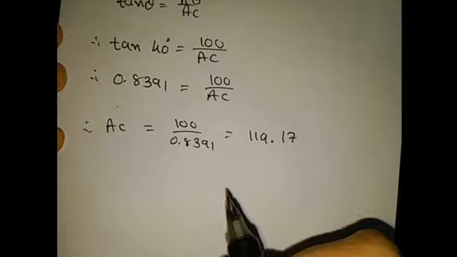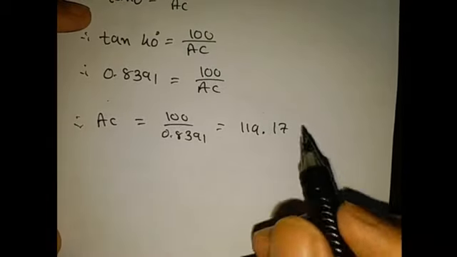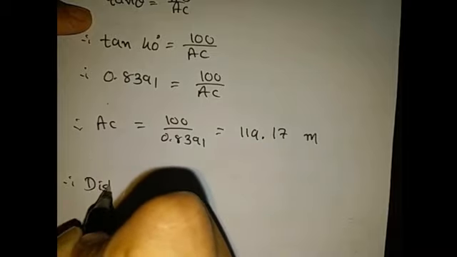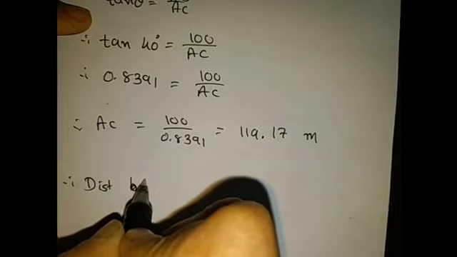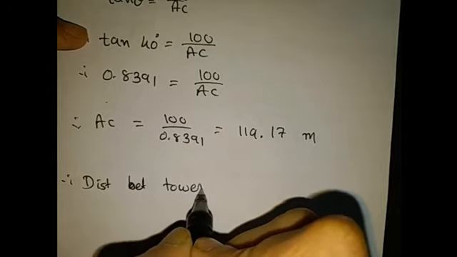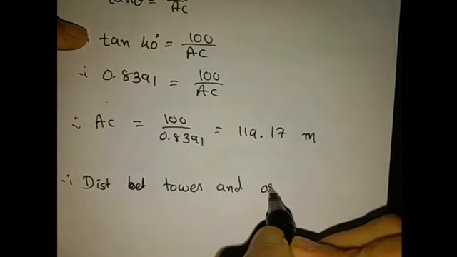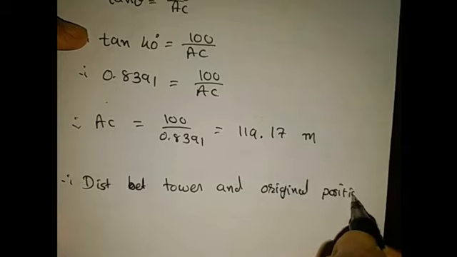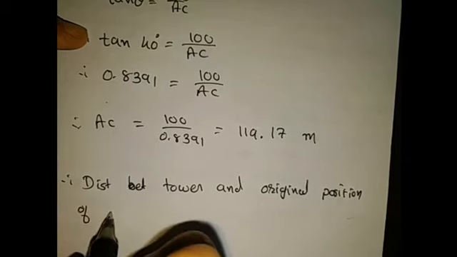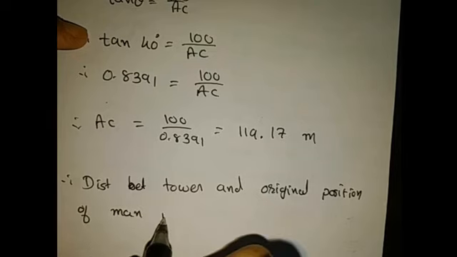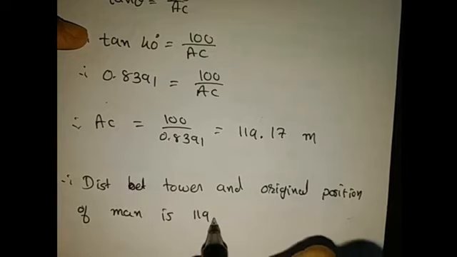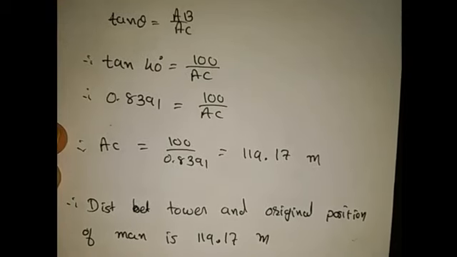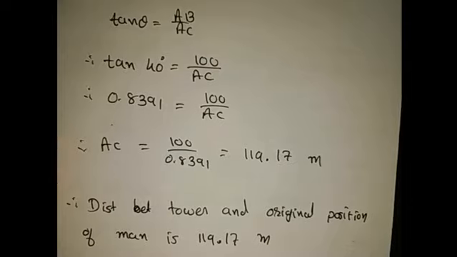AC is the distance. What is the SI unit for distance? It is meter. So I can say that distance between tower and original position of man is 119.17 meter. Okay, so ये हो गया आपका solution. So this is illustration number 2.2.